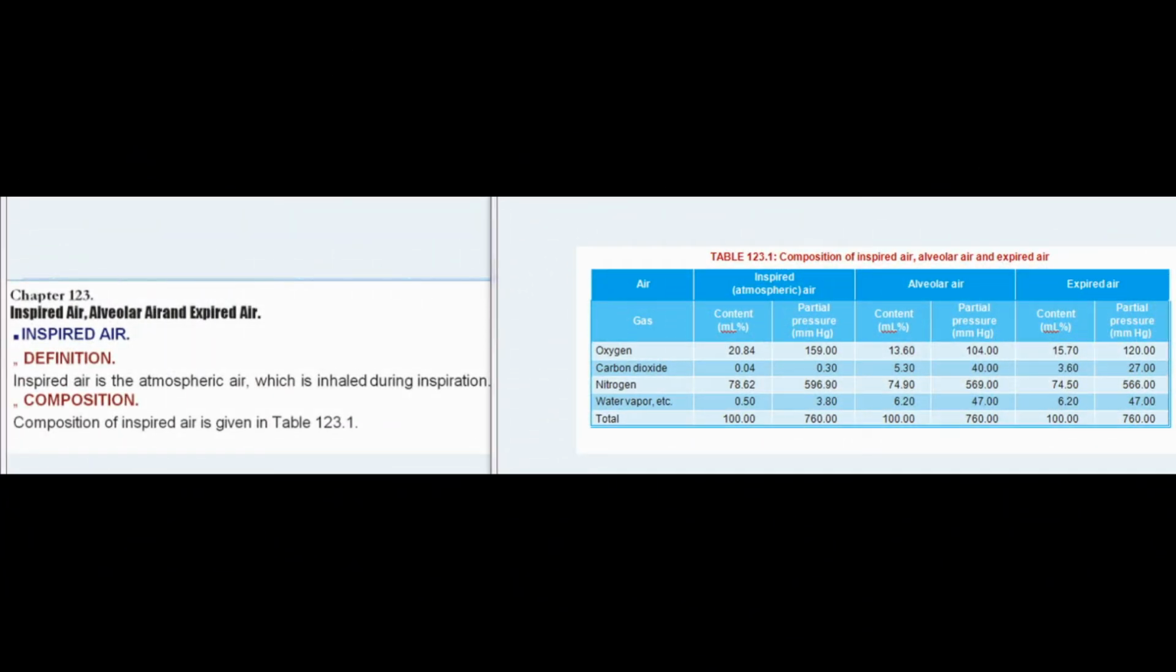Don't stop. Chapter 123. Inspired air, alveolar air, and expired air. Inspired air. Definition. Inspired air is the atmospheric air, which is inhaled during inspiration. Composition. Composition of inspired air is given in Table 123.1.